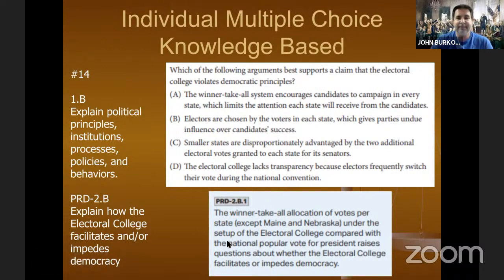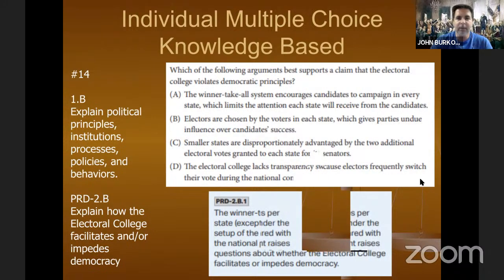I've placed a screenshot from the CED, the winner-take-all allocation of votes per state, except Maine and Nebraska, under the college, or the national popular vote. These are key elements to the debate on facilitating or impeding democracy. And it even actually uses this phrase. Think of that: violates democratic principles, impedes democracy. So we're looking at these choices.